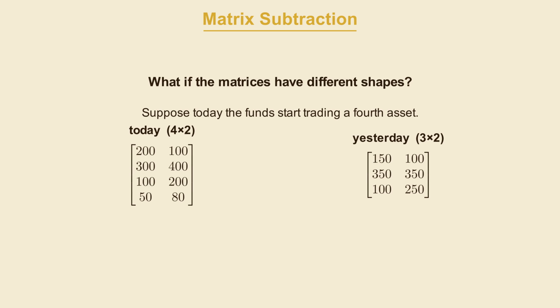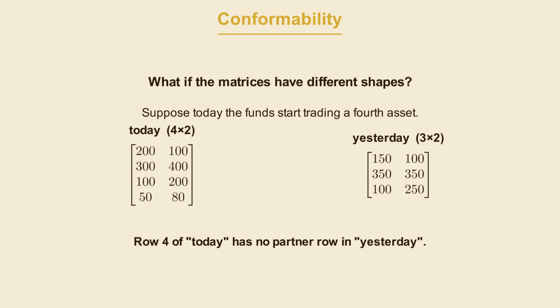If this happened, then the previous day's matrix would be 3 by 2, and the current day's matrix would be 4 by 2. If you tried to line up the entries to do the subtraction, you wouldn't be able to because there's more entries in the second matrix. So what we'd have to do instead is make both of our matrices the same shape.